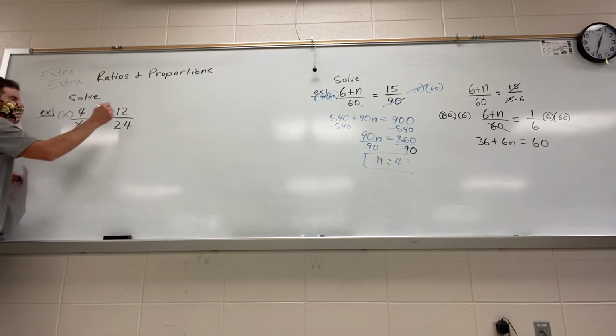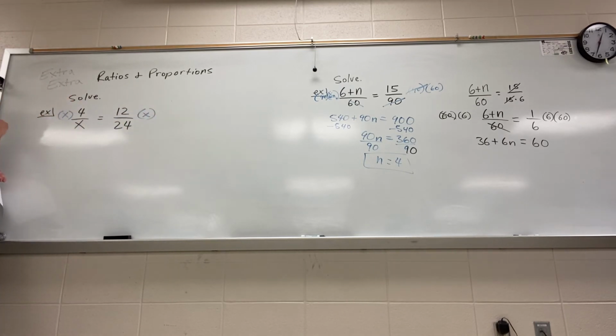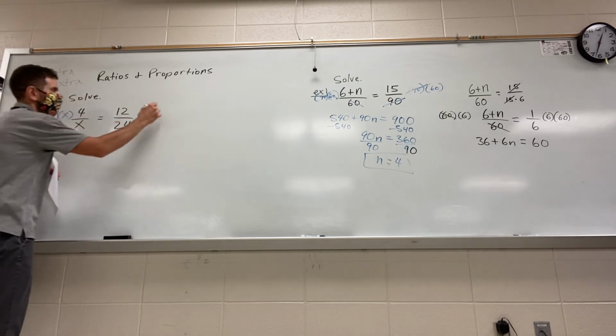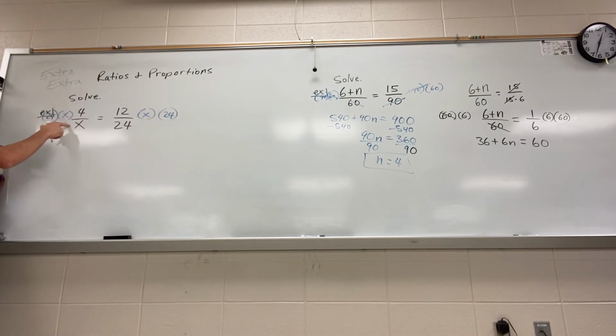Multiply by x. What else do you need to multiply by? 24. What happens to these x's? Cancel. What do you do with the 24 and 4? Multiply. So what is that? 96.